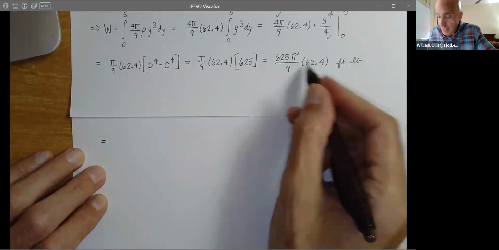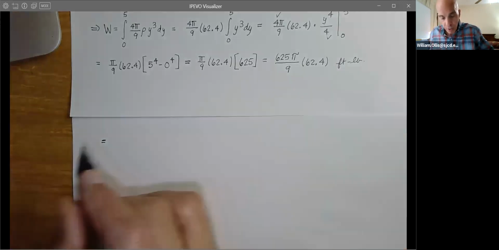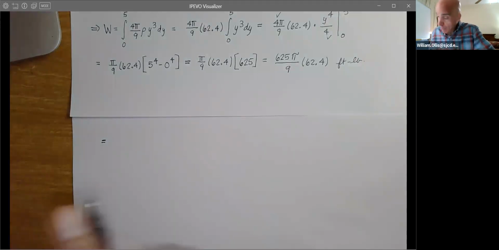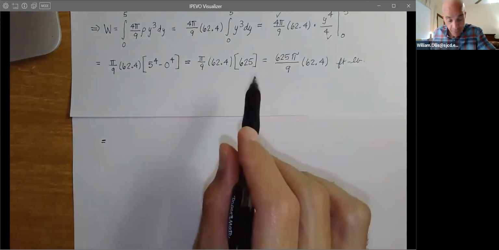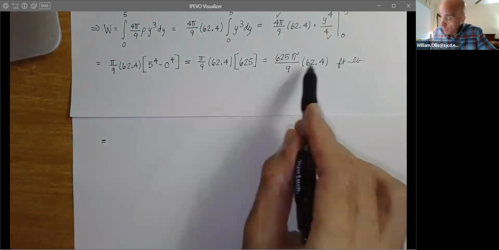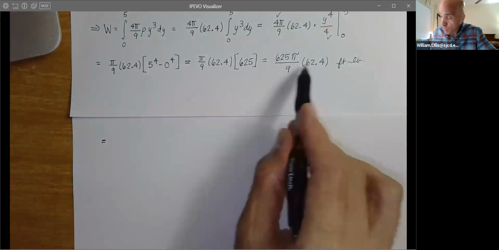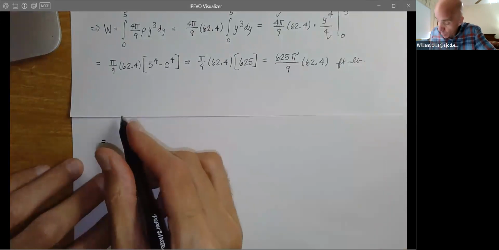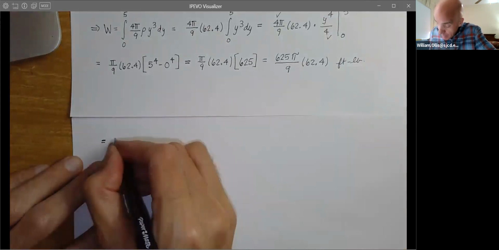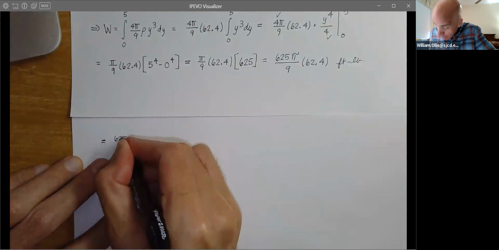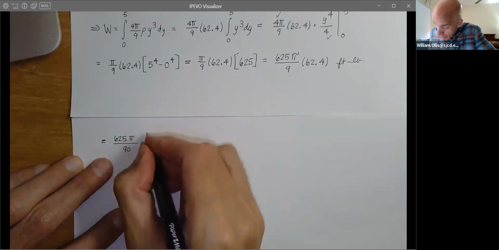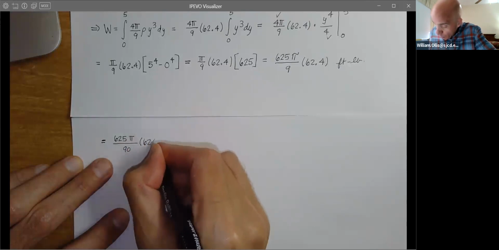So if you wanted to make this simpler, here's a technique that I think might be worthy. The only difference here is we have to break up either the 625 or the 624, and you're thinking these numbers are so close, we could use a factoring identity. But here's a technique to do it. You can multiply and divide by 10. 625 pi over 90 times 624.